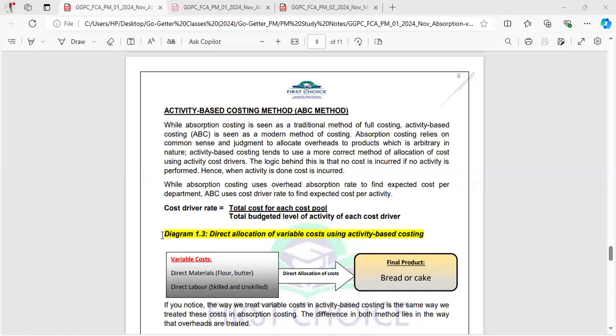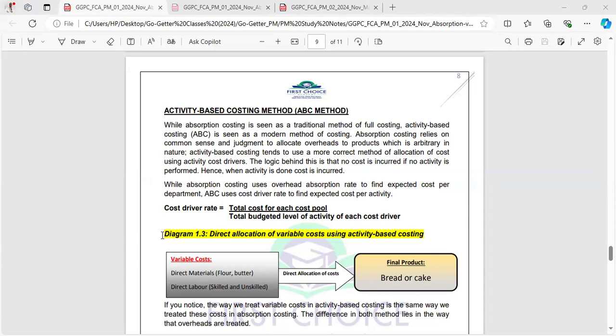Now, for direct labor, we find that if there are more skilled laborers, you see it in the bread. The quality of the bread will be good, and the price will be high because the cost is high. If the laborers are mainly unskilled, the cost will be low and the finishing might be low. You cannot compare an aggregate bread with bread that they sell in ShopRite and other big supermarkets. The difference is clear, in both the material and the labor. These are all traceable to the final product. The same way we did it in absorption costing is the same way we handle it in activity-based costing.